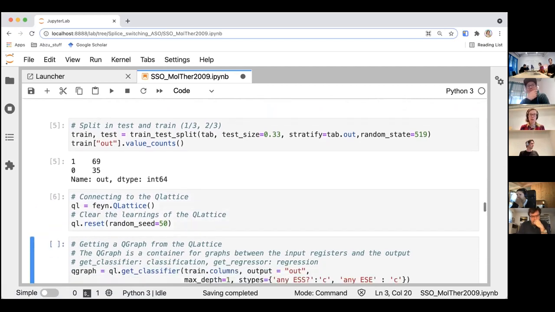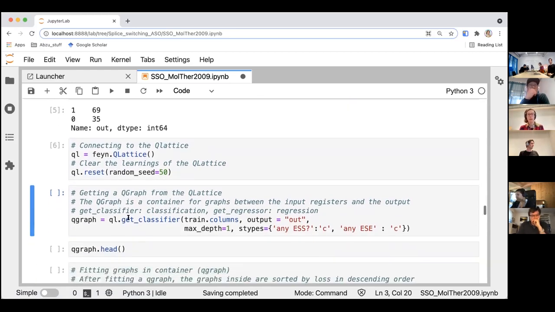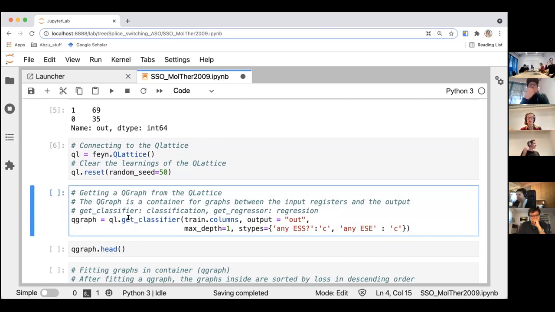So what I'm doing now is connecting to the QLattice and clearing all the learnings of the QLattice. Next, I'm getting a QGraph from the QLattice. And the QGraph is just a container of all the graphs where you have the input register, so the features, and the output, the thing that you want to predict. In this case, it's a classifier. You could also make a regressor in the same way.